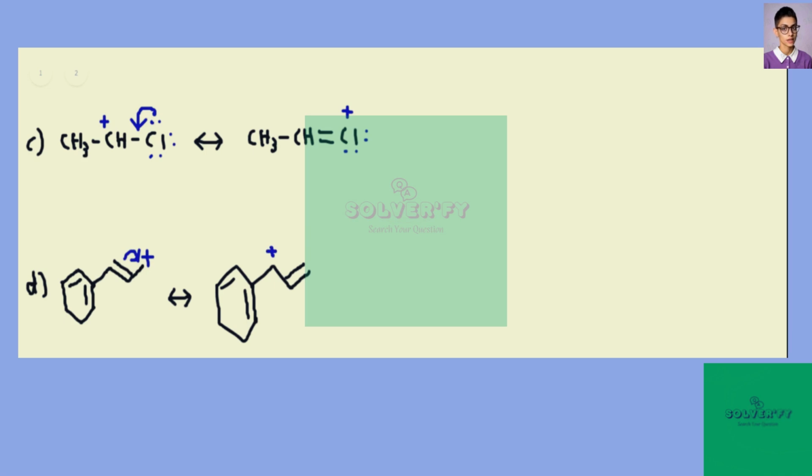And then we can also move these electrons to here. And so that's going to give us a resonance structure where our positive charge is on the ring, and we have double bonds here and here. And so this would also be a good resonance structure because you can see we now have 3 double bonds that are conjugated in this system. So that's good.